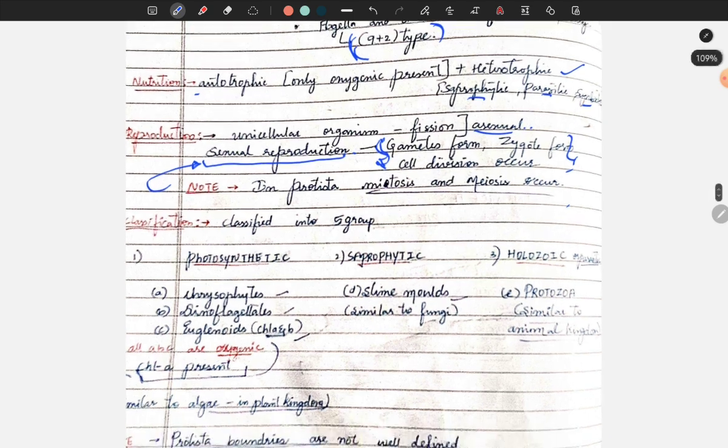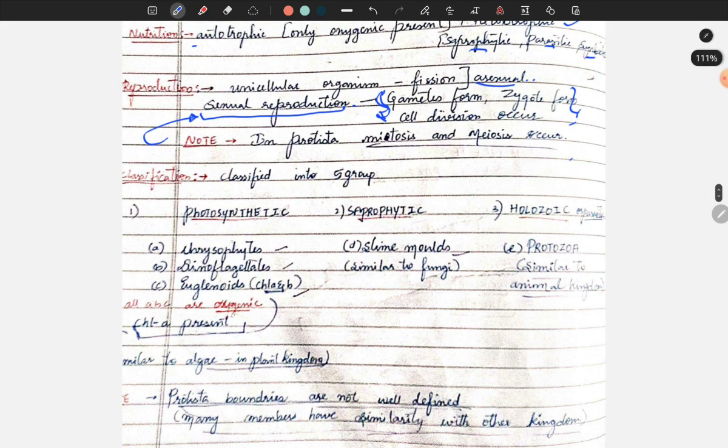Now classification: mainly it is divided into 5 groups. One is photosynthetic, then saprophytic, and holozoic nutrition. Mainly under these three there are 5 different types. Chrysophytes, dinoflagellates, and euglenoids come under photosynthetic, and under saprophytic, slime molds come, which are similar to fungi, but it's not fungi, it's Protista. Remember, under saprophytic slime molds come, which are like fungi but not fungi, and under holozoic nutrition, protozoa come, similar to the animal kingdom.